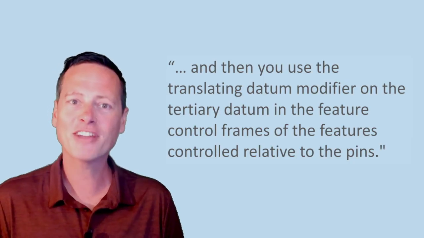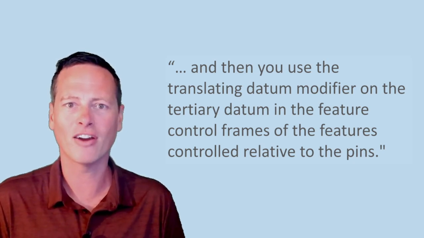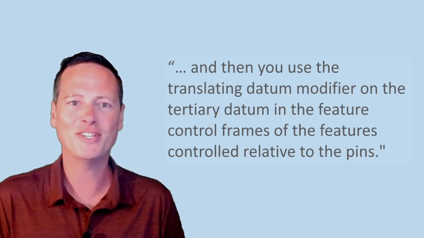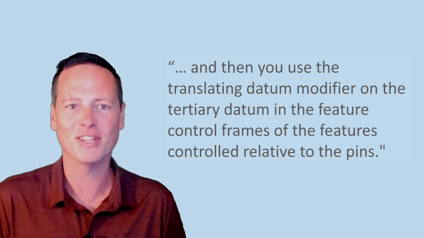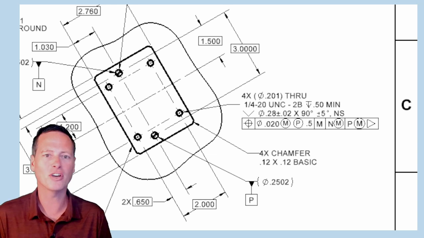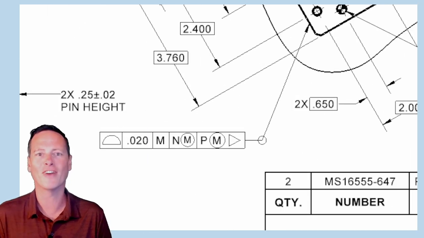Okay, so now back to the comment. "And then you use the translating datum modifier on the tertiary datum in the feature control frames of the features controlled relative to the pins." Yeah, exactly. So in the callout for the threaded holes, I referenced datum P as tertiary with the translating datum modifier. And same thing for this all-around profile control.